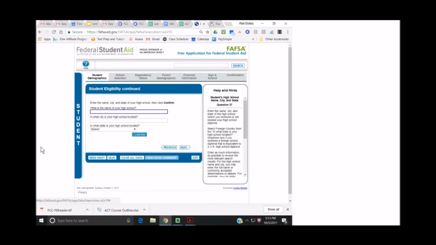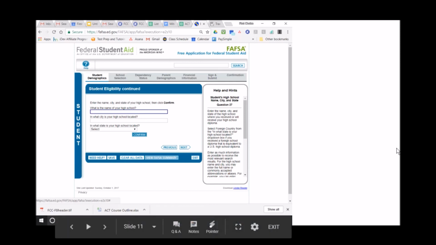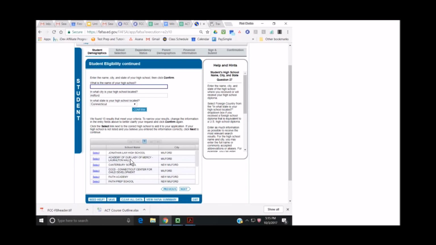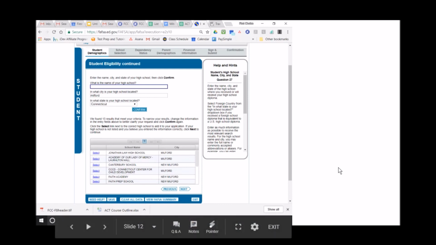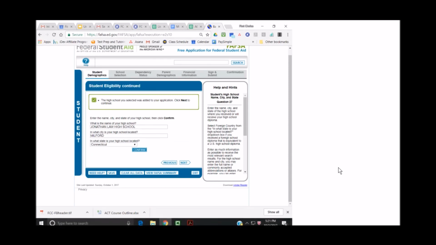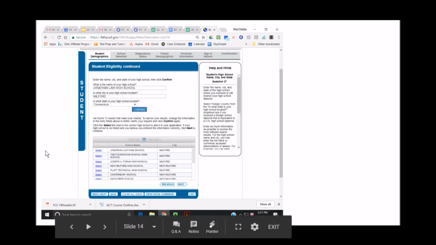Now they're looking for the name of the school you attend. So you type in the name of your high school, what city it's in, and what state. After you do that, it'll come up with a list of the high schools, and then you just select the high school. I'm a Jonathan Law alumni. Jonathan Law is in Milford, Connecticut. So you could select Law. And then once again, you can select confirm, and then you go on next. So now it has your high school entered in.